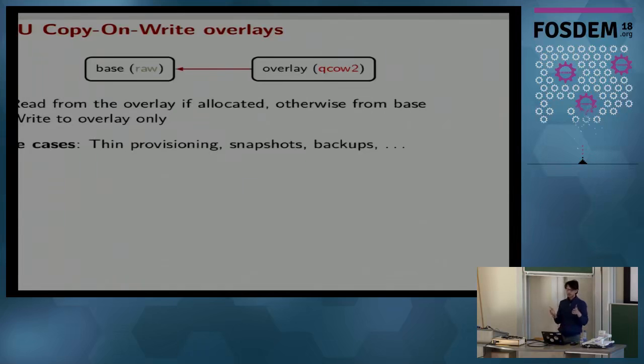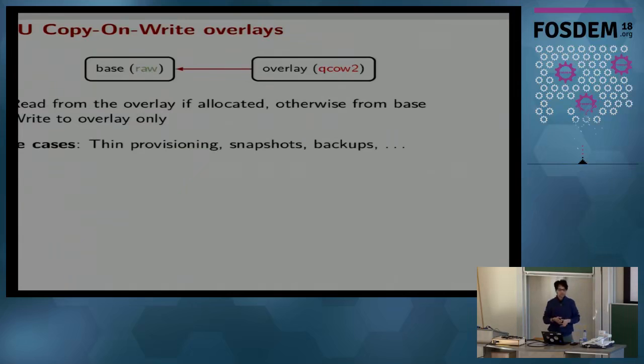So when you have a simple backing chain like this, whenever QEMU tries to read a cluster, it reads from the existing overlay, if it is allocated. Or else, it will traverse the backing chain and read from the base image. And then QEMU does some caching and so forth. But all the writes happen on the overlay image.